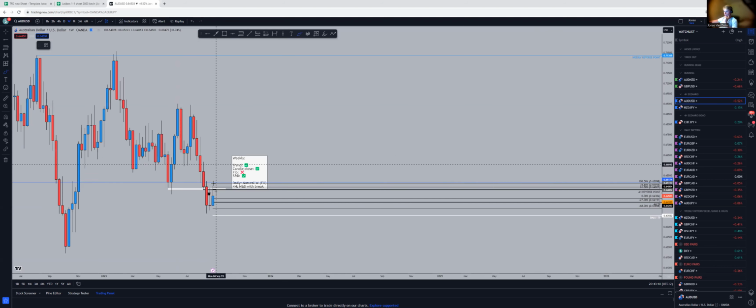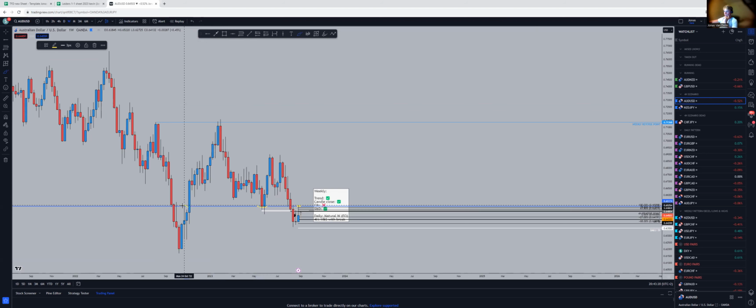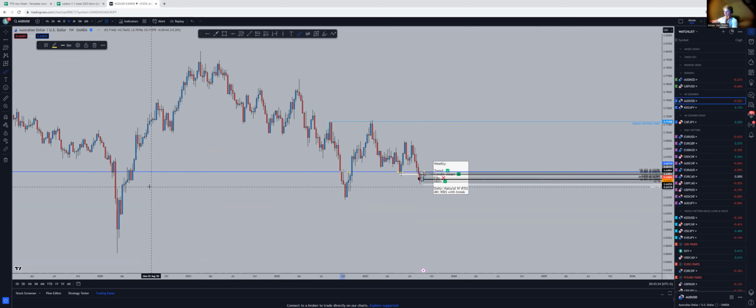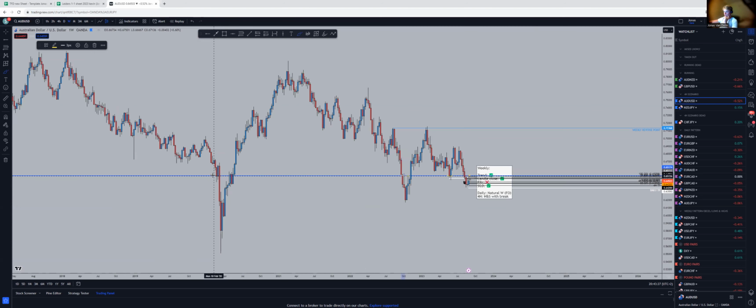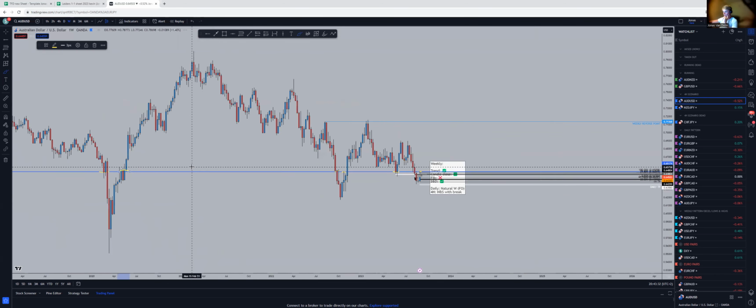So I also put a horizontal line here, and you can see this was our first point of structure, which was support and became resistance. And then you can see these resistance wicks that triggered the sellers to the downside. If you look further, this was also a nice support and resistance zone here. So it's a clear supply and demand zone.